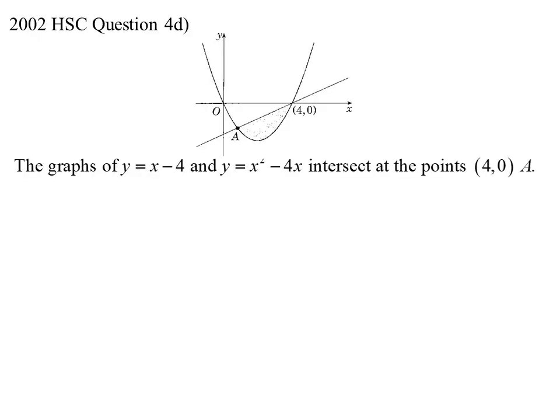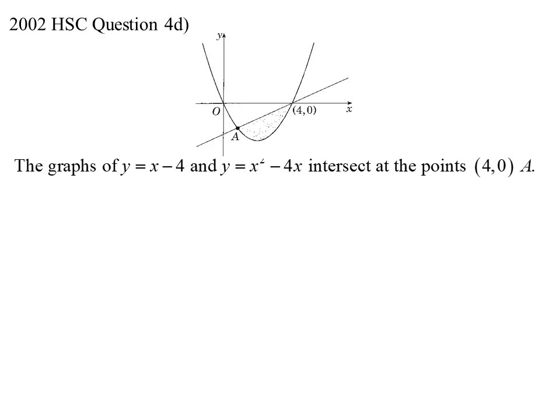Let's look at some HSC ones. This came from 2002, quite a while ago now. We have a parabola and a line, and they were very helpful to us. They told us all the information. y equals x minus 4, the parabola is x squared minus 4x, and they even told us the points of intersection.